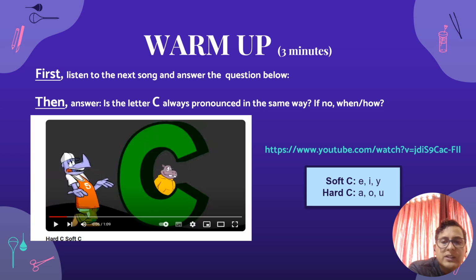So once the song is over, they have to answer the next question, which is if the letter C is always pronounced in the same way. If so, sorry, they have to tell me when or how, because in the song there are many examples in which the letter C is pronounced differently. And after that, I'm gonna explain to my students when the letter C is pronounced softly, and then when it's pronounced hardly.